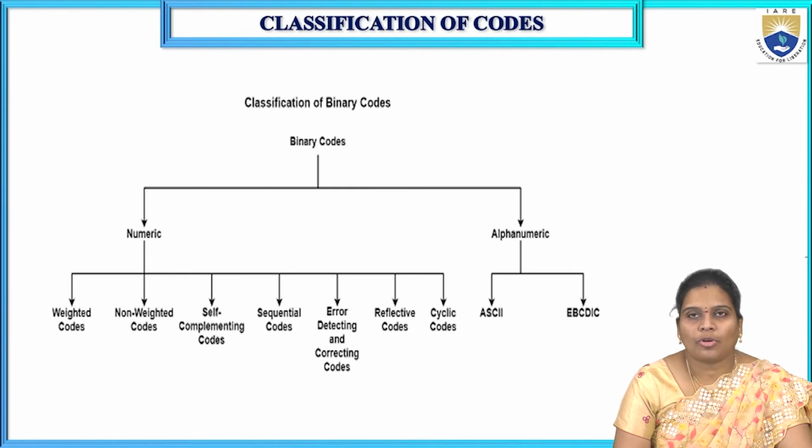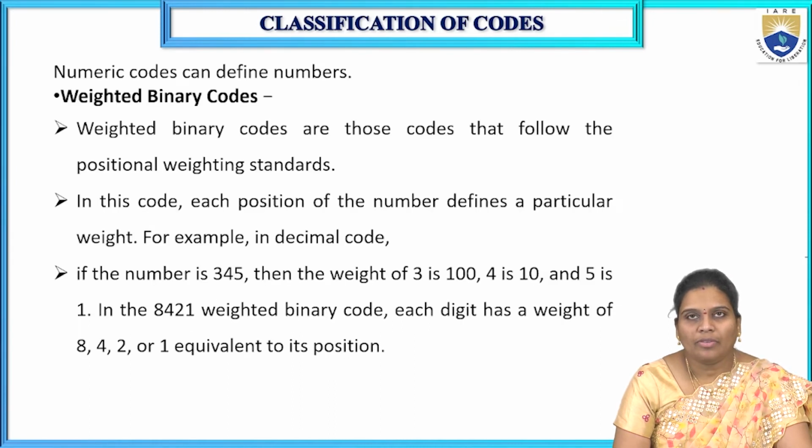Again, the numeric code is divided into several types of codes: weighted code, non-weighted code, self-complementing code, sequential code, error detecting and correcting code, reflective codes, and cyclic codes. Coming to the alphanumeric code, again it is divided into two types: ASCII code and EBCDIC code. Okay. First one, we'll discuss about this.